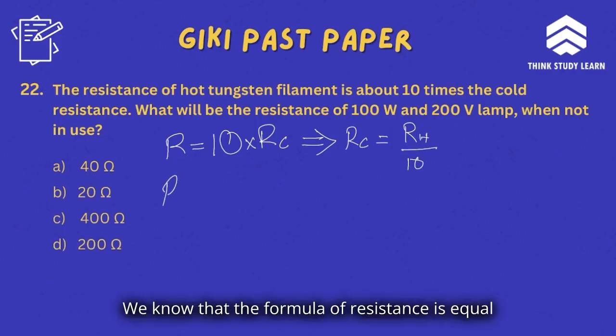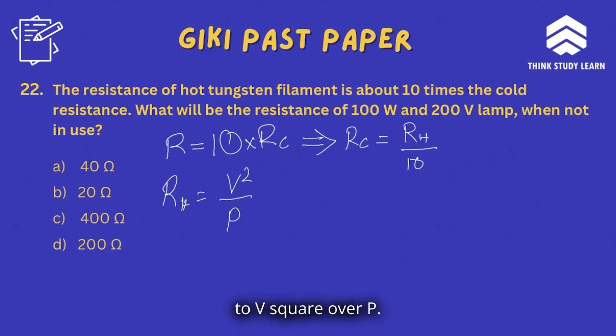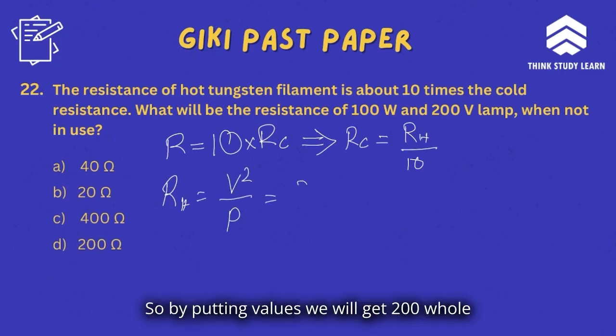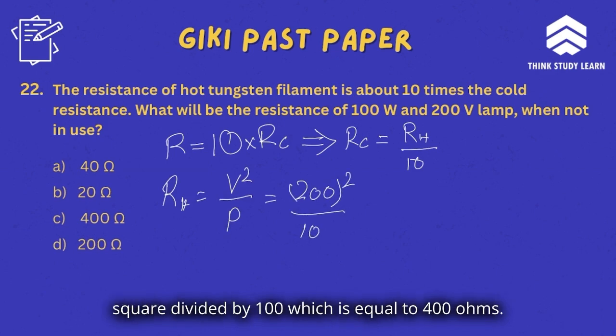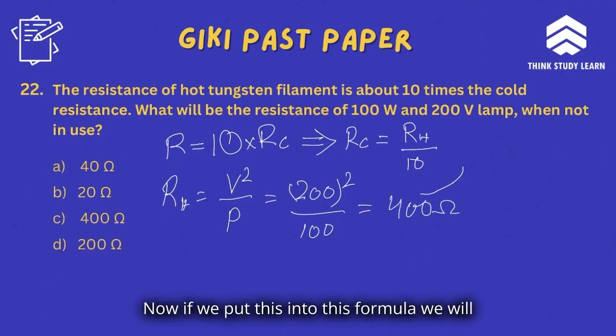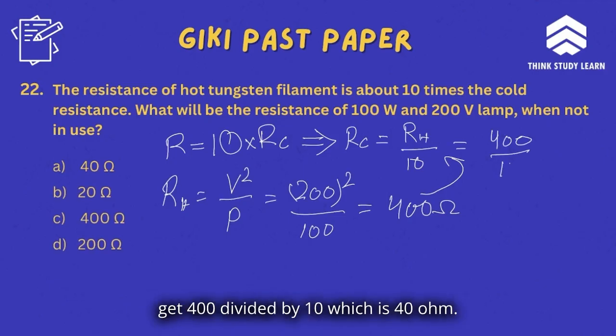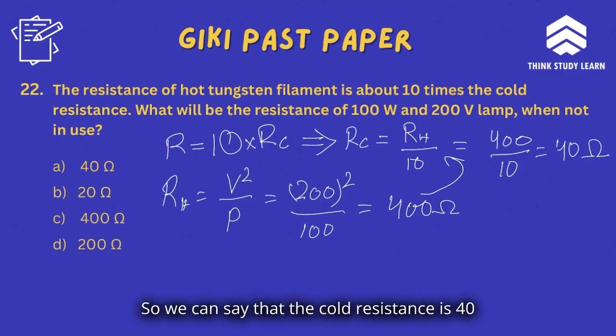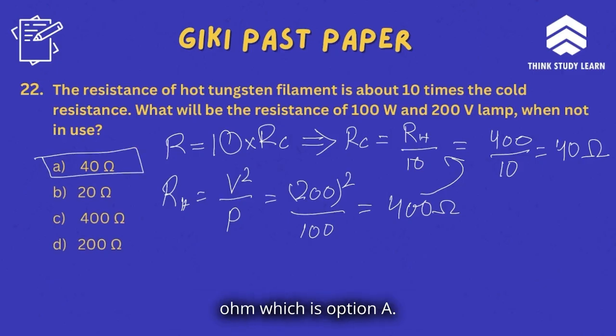We know that the formula of resistance is equal to V square over P. So by putting values, we will get 200 whole square divided by 100, which is equal to 400 ohms. Now, if we put this into this formula, we will get 400 divided by 10, which is 40 ohm. So we can say that the cold resistance is 40 ohm, which is option A.